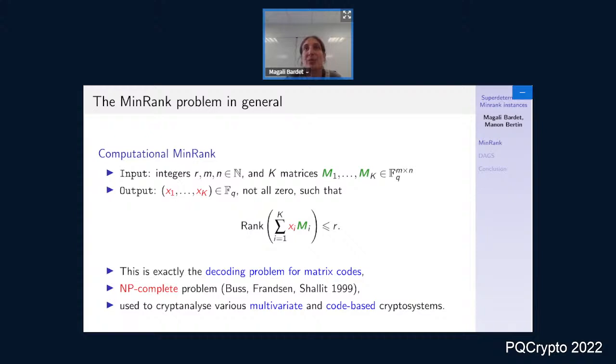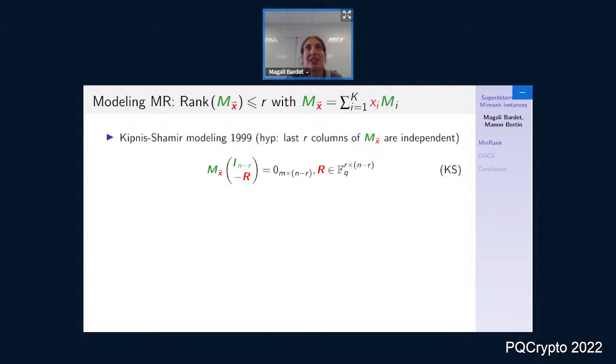And I'm interested here in the different modelings that exist for this problem. The first one was the Kipnis-Shamir modeling. The idea is, I take here a matrix that is the formal sum of the input matrices with variables to represent the values we are looking for. This matrix has a rank at most r if and only if we can find at least n minus r linearly independent vectors in the kernel. So we can write a system like that that is bilinear in the entries of r and in the entries x of the matrix here.